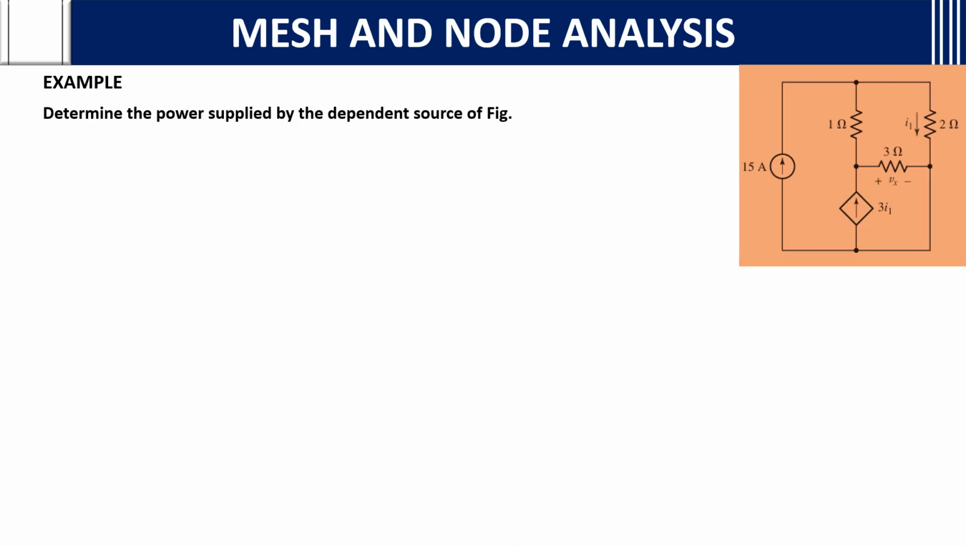Determine the power supplied by the dependent source of the figure. Power supplied by the dependent source. The power supplied by this dependent source 3I1 we need to find in this circuit. How we will see.